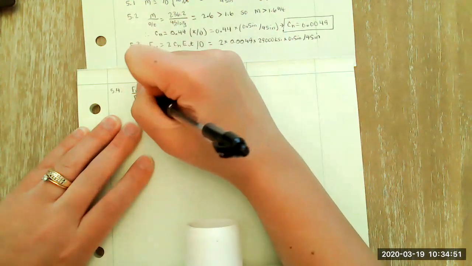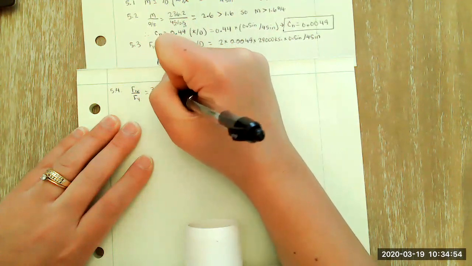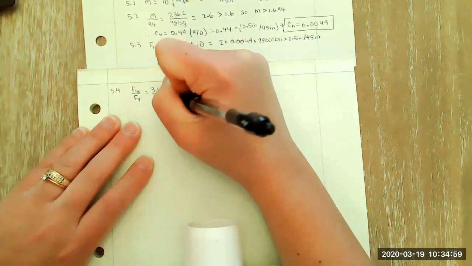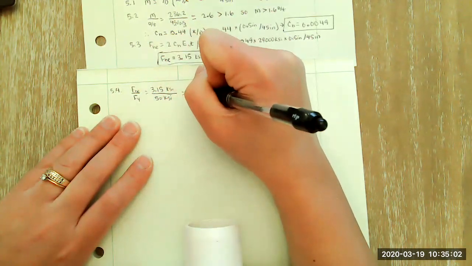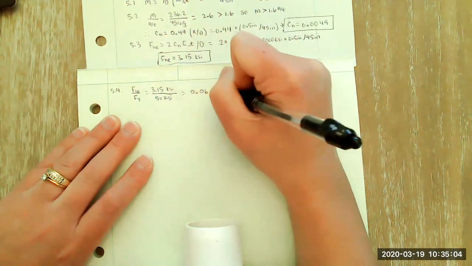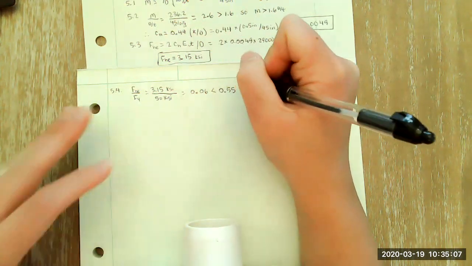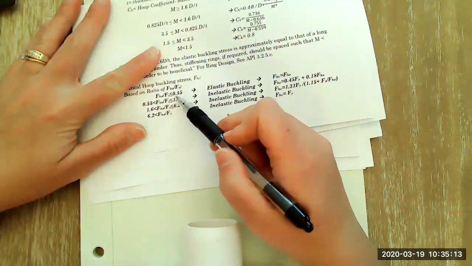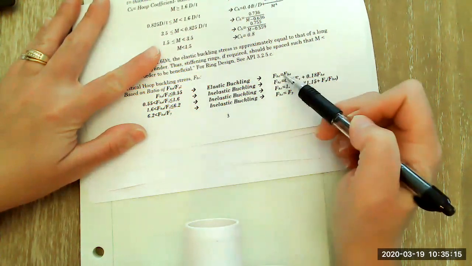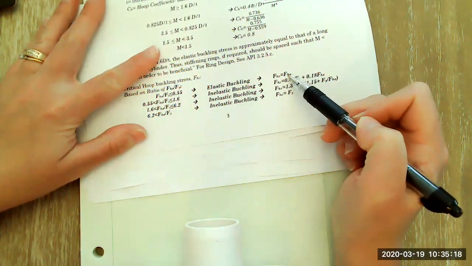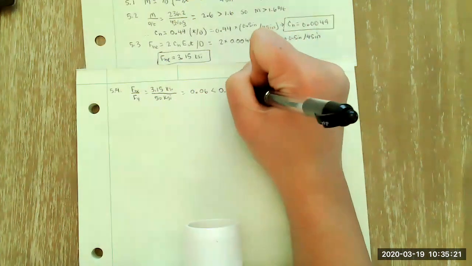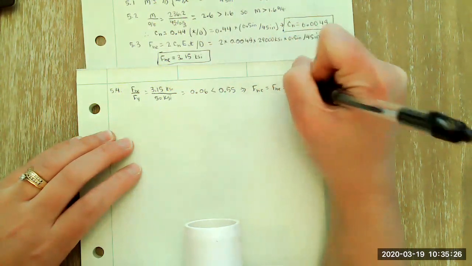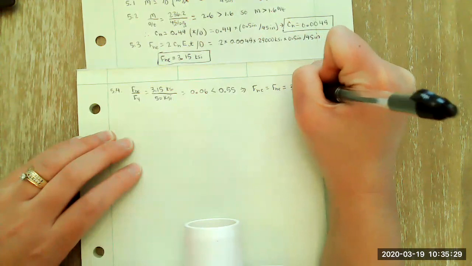So if I divide 3.15 KSI divided by 50 KSI, that is equal to 0.06, which is less than 0.55. So since I have this condition of F sub HE divided by FY less than 0.5, I might have elastic buckling. So my critical hoop buckling stress is the same as my elastic hoop buckling stress. Therefore, F sub HC equals F sub HE, which is equal to 3.15 KSI.